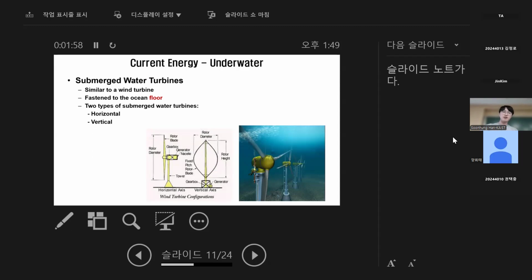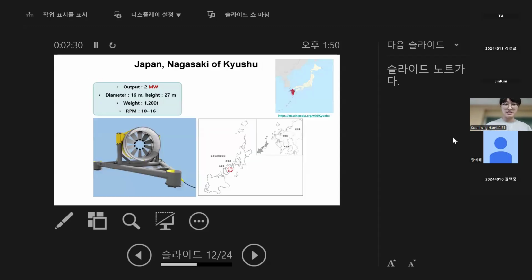It's very similar to the wind turbine. It looks almost the same, but you just put it in deep water. There are two types of wind turbines, horizontal and vertical, but the principle is almost the same. Just rotate the fan and make electricity. So I'll skip this. And this is one example of a water turbine in Nagasaki, Japan. It can make 2 megawatts, and the diameter is 60 meters and height 27 meters. It rotates slowly, but makes a lot of powerful energy.